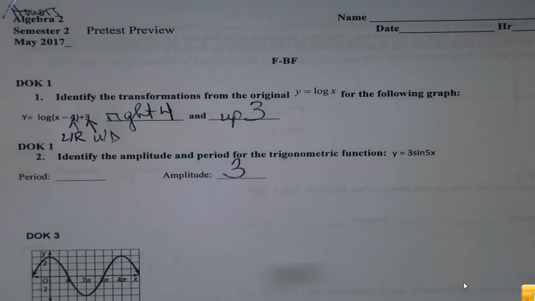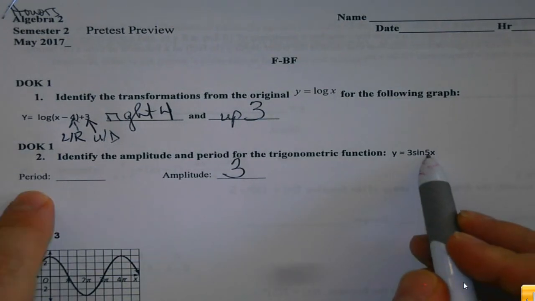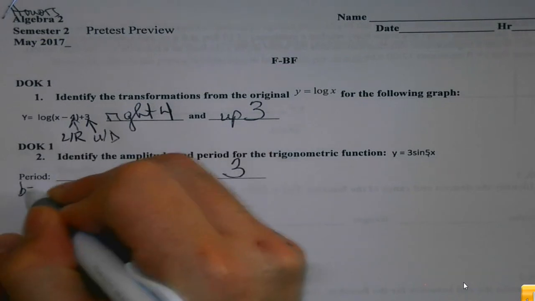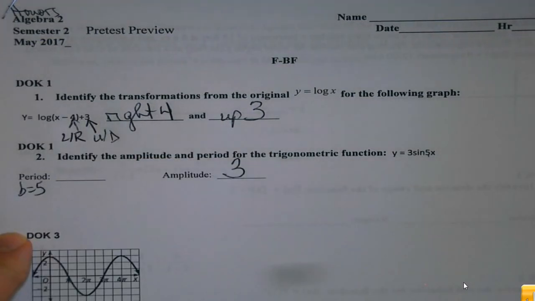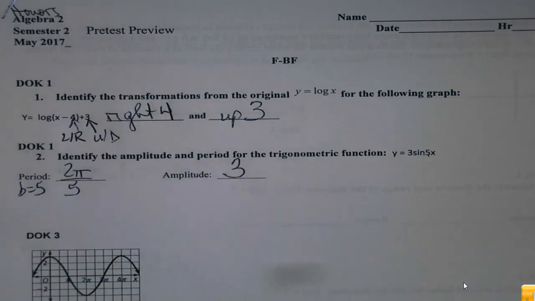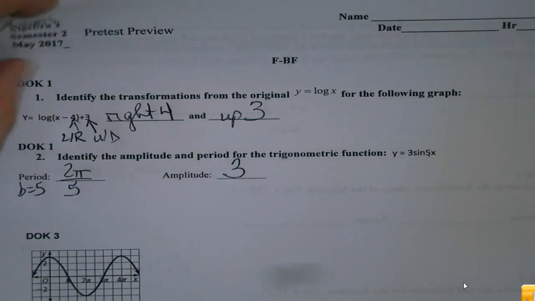Amplitude, always positive. The period is not asking just for the B value. Yes, I need the B value, but to find the period, it's 2 pi over B. And if that would reduce, I'd reduce it, but this one doesn't, so I won't. But again, a lot of these, there's some simple stuff that's going to be coming.